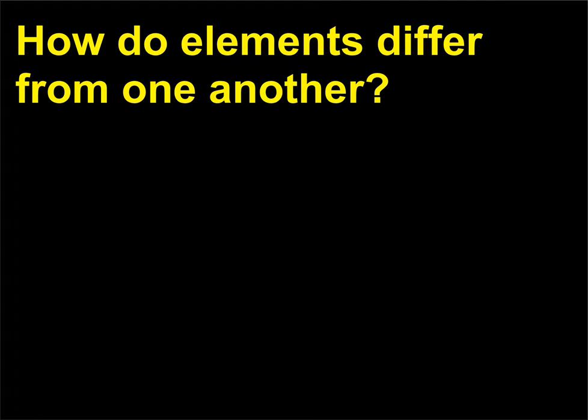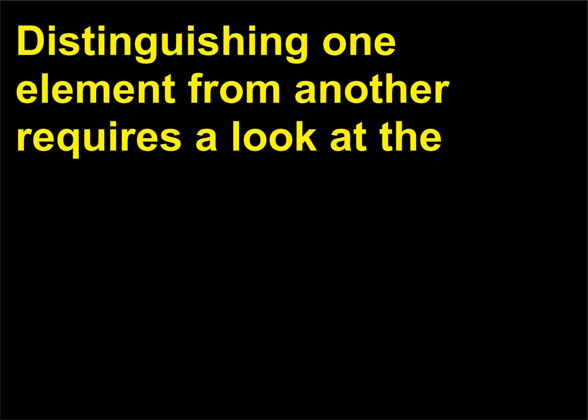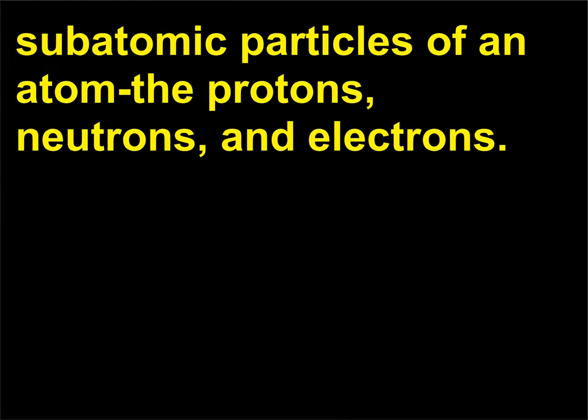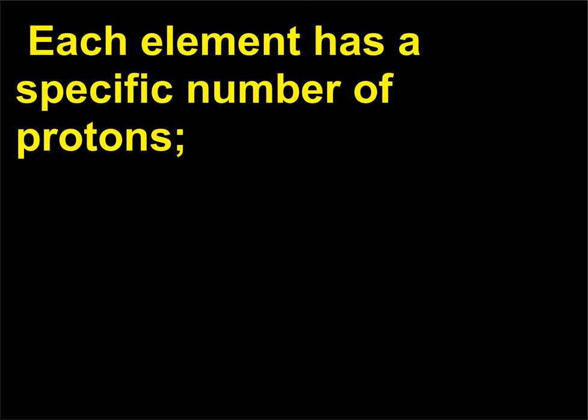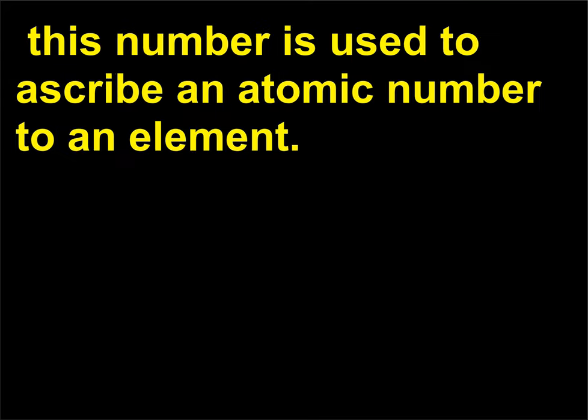How do elements differ from one another? Distinguishing one element from another requires a look at the subatomic particles of an atom, the protons, neutrons, and electrons. Each element has a specific number of protons. This number is used to ascribe an atomic number to an element.